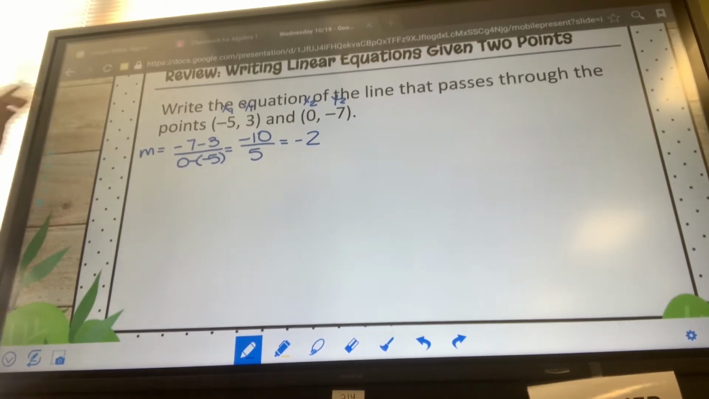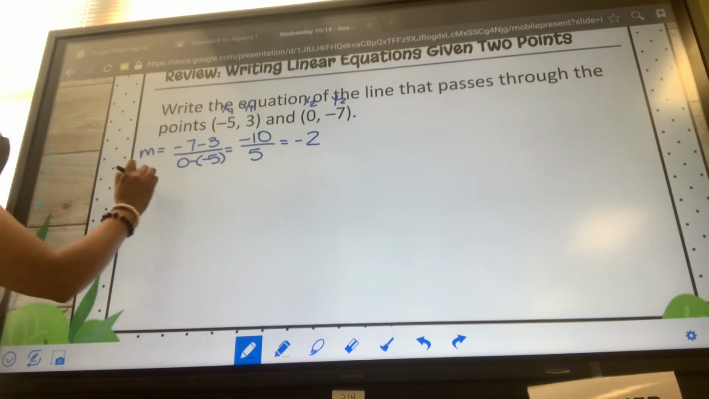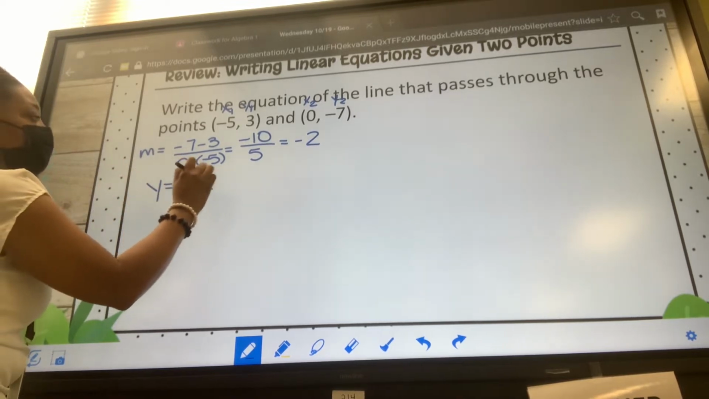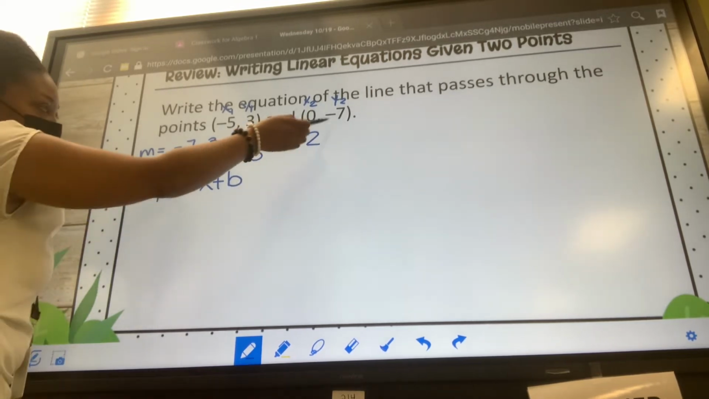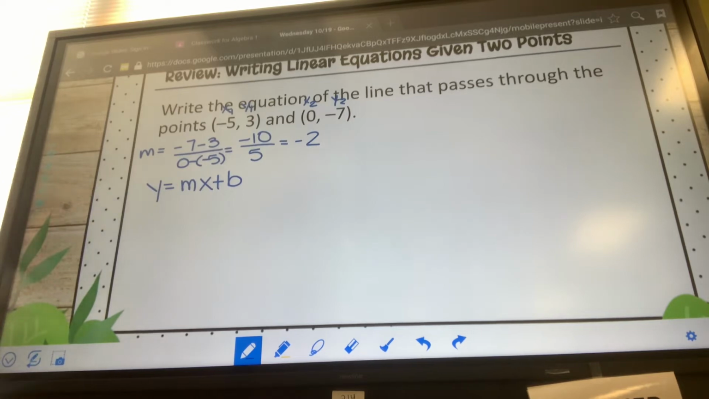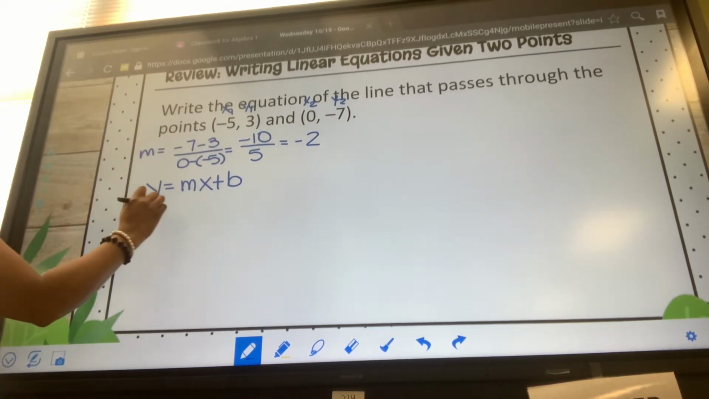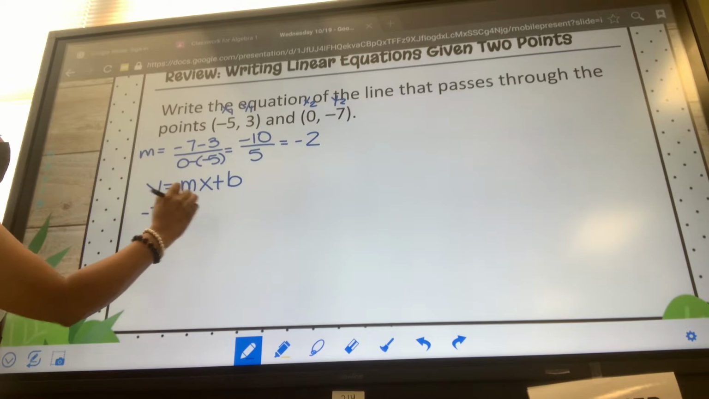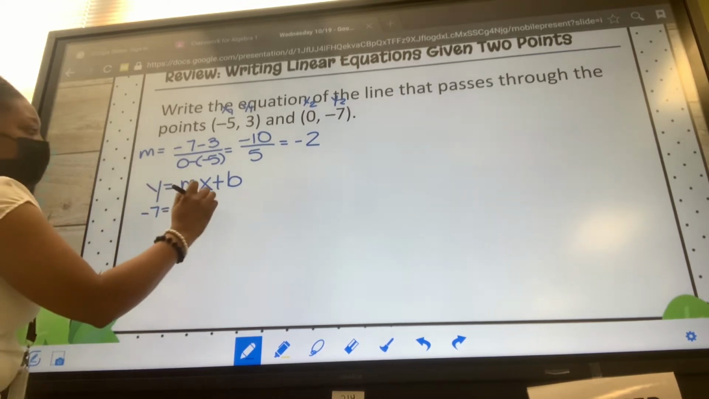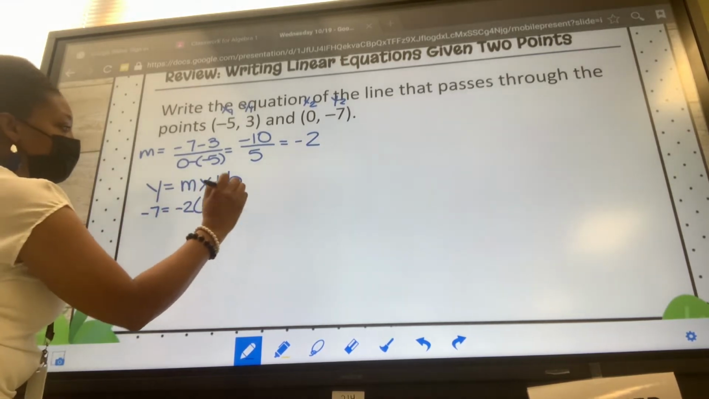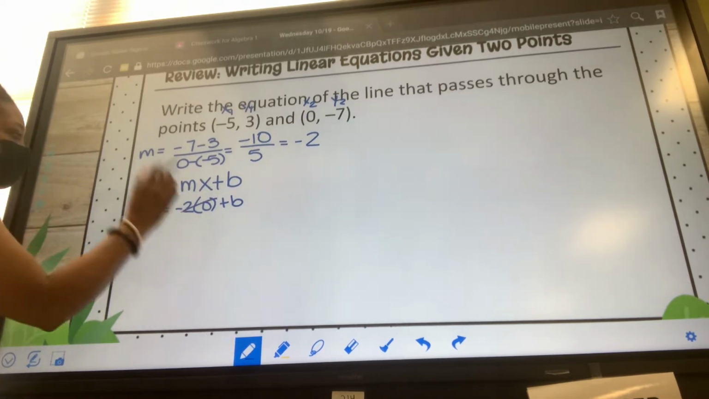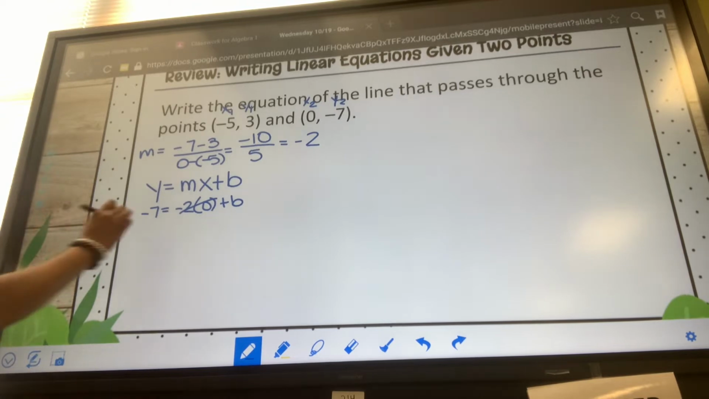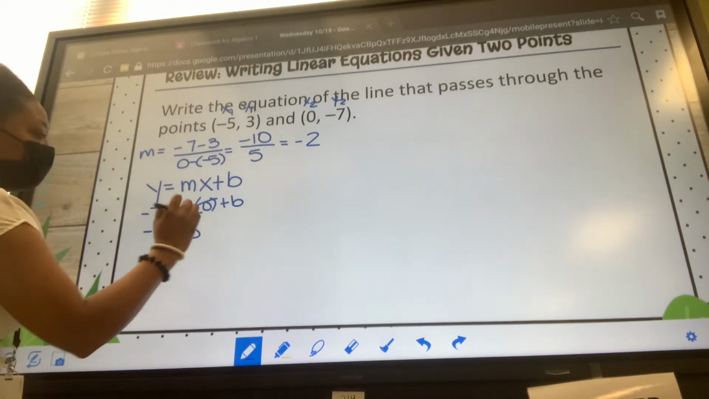All right, so now that we have our slope, we know we can use our y equals mx plus b and plug in a point and the slope. I'm going to use this one since it has a 0, which is pretty much easier. So my y is negative 7, my m is negative 2, my x is 0, and I'm going to keep the b. Negative 2 times 0 is 0, so that just cancels out. So negative 7 equals b.